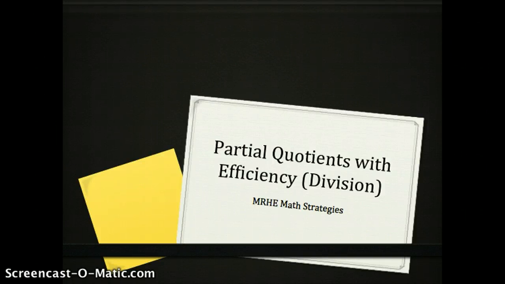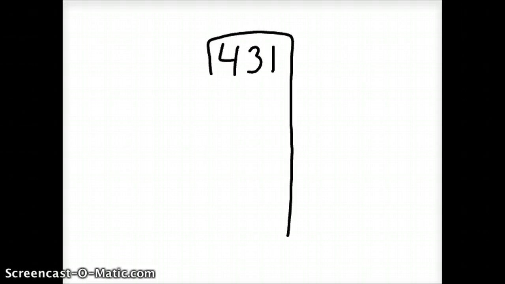So after students are familiar with using the partial quotient strategy for division, we begin to build efficiency by looking at our ability to take more efficient jumps as we use this strategy. So here, if we look at a division problem like 431 divided by 3, and we're using the partial quotient strategy here, but we're trying to be really efficient with that.